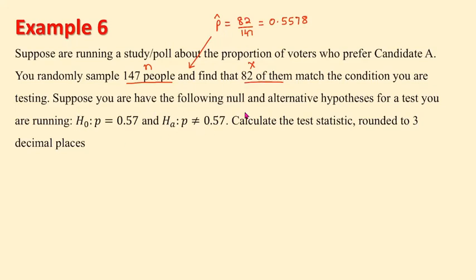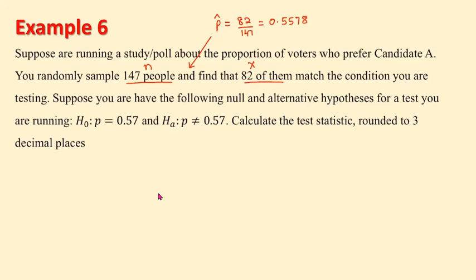Suppose that you have the following null and alternative hypotheses. Null hypothesis, p equal to 0.57, and alternative hypothesis, p is not equal to 0.57. So that is, you have the two-tail test there. We are asked to calculate the test statistic rounded to 3 decimal places. So here we don't have to do the entire hypothesis testing process. We just need the test value.